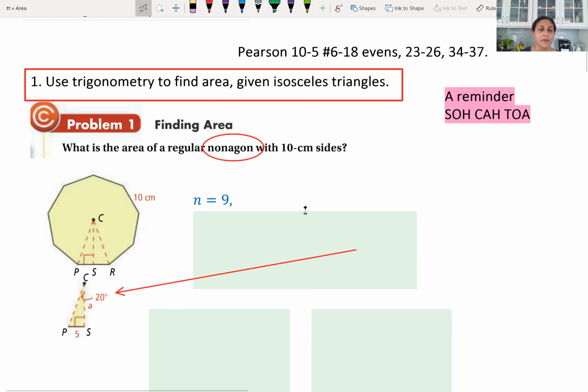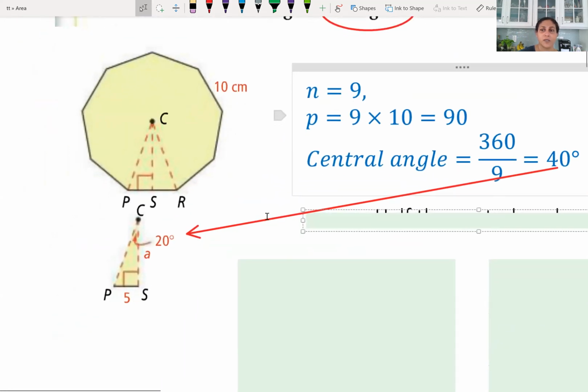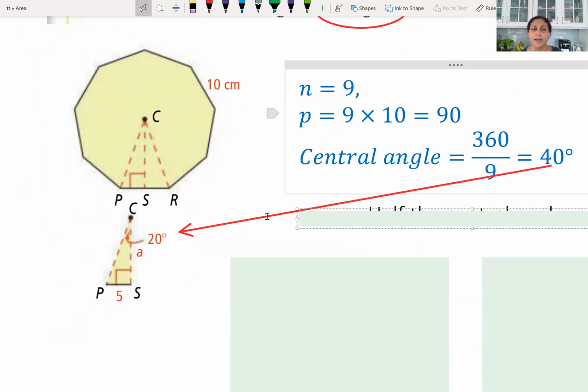So n is equal to 9 and perimeter is going to be 9 times 10 because each side PR is 10. So you know your perimeter already, and the central angle is 40 degrees. However, you have to make half of the isosceles triangle. So make sure you're not working off of 40 degrees. It's actually 20 degrees, which is half of 40 degrees.